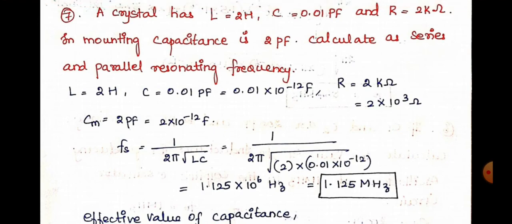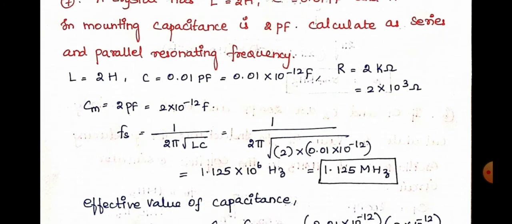So the Fs formula is 1 divided by 2 pi root of LC. Check in the question whether the values of L and C are given. The value of L is 2 Henry, so we fix 2. The value of C is 0.01 picofarad. Pico means 10 to the power of minus 12.